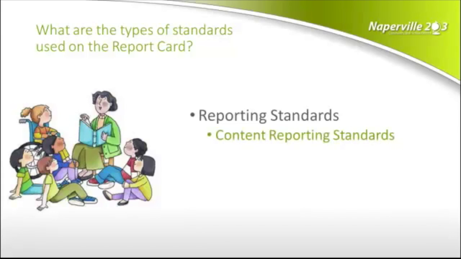Content standards articulate what students know and are able to do academically. An example of a content reporting standard is that the student demonstrates understanding of the central message or main topic in language arts. Process standards report on how a student is learning. For example, the student is organized so that he or she is ready to learn.